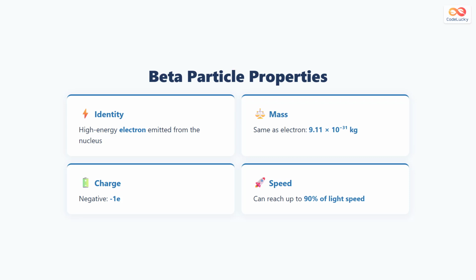Beta particles have several important properties. First, their identity. They are high-energy electrons emitted from the nucleus. Their mass is the same as any electron, 9.11 times 10 to the power of negative 31 kilograms. They carry a negative charge of -1 elementary charge, but here's what makes them special: their speed. Beta particles can travel at incredibly high velocities, reaching up to 90% of the speed of light. This high speed gives them significant penetrating power, though they can still be stopped by a few millimeters of aluminum.